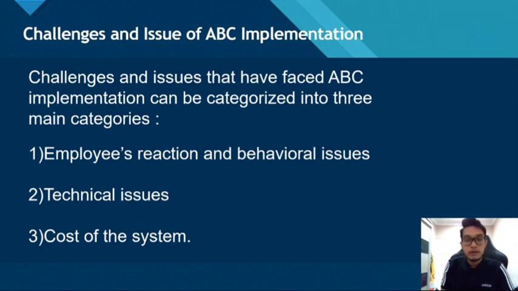So the last category is cost of system. Cost of ABC implementation is one of the challenges that have been indicated by the majority of interviewees. Given the size of the company, the variety of its activities, and the time that should be dedicated for data gathering and analysis, ABC seems to be very costly.